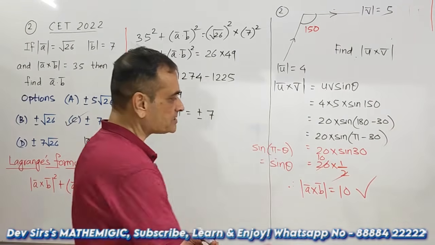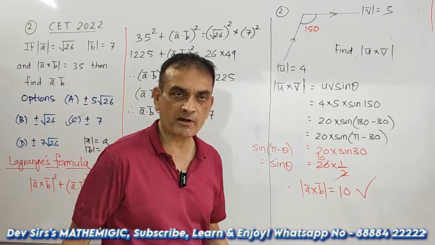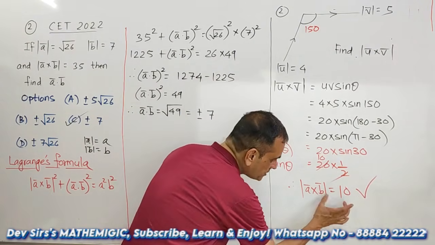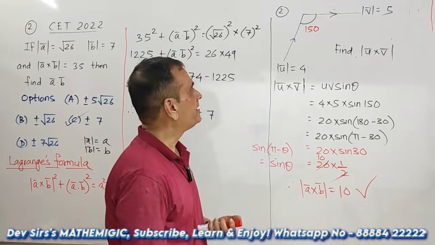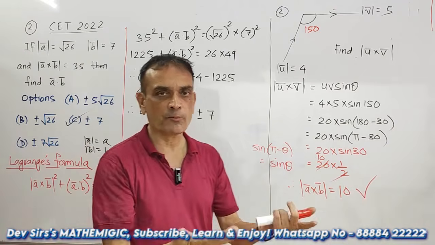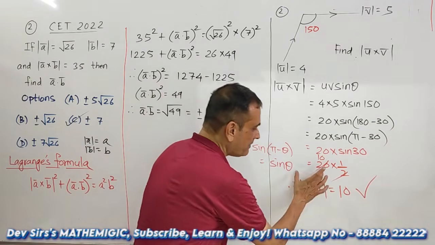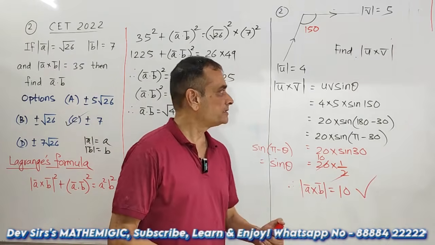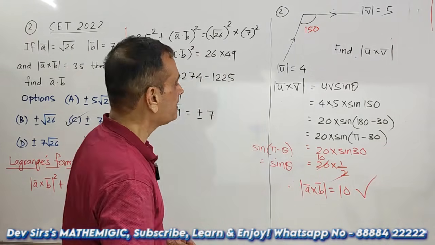Not plus minus. Plus minus did not come because there is no square root here. Okay, and one more thing, magnitude is always positive. Here we did not get the magnitude of a dot b. A dot b is a scalar which can be positive and negative, but magnitude of a cross b is always positive, and 10 was the option given. That is the answer. Okay.